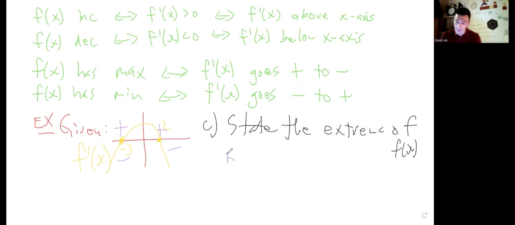So when the derivative goes negative to positive, like here, that means f has a min. So we have a minimum at x equals -3. When the derivative goes from positive to negative, that means we have a maximum. So we can say that f has a maximum at x equals, in this case, +2, because that's where it switched. Okay.